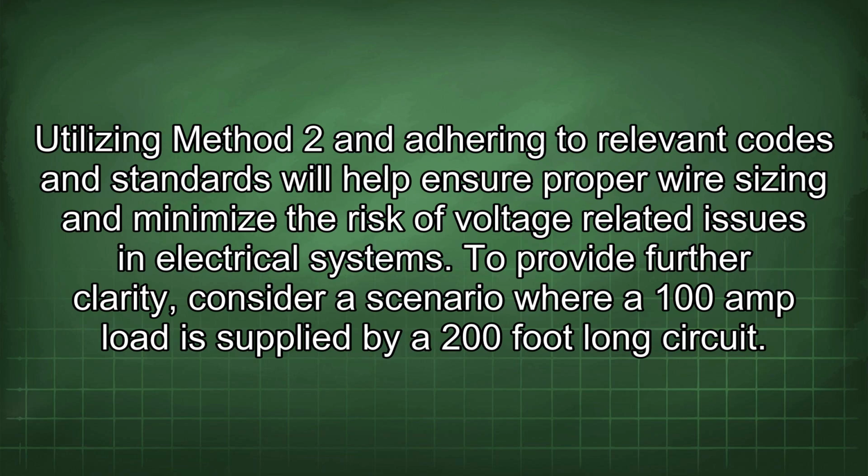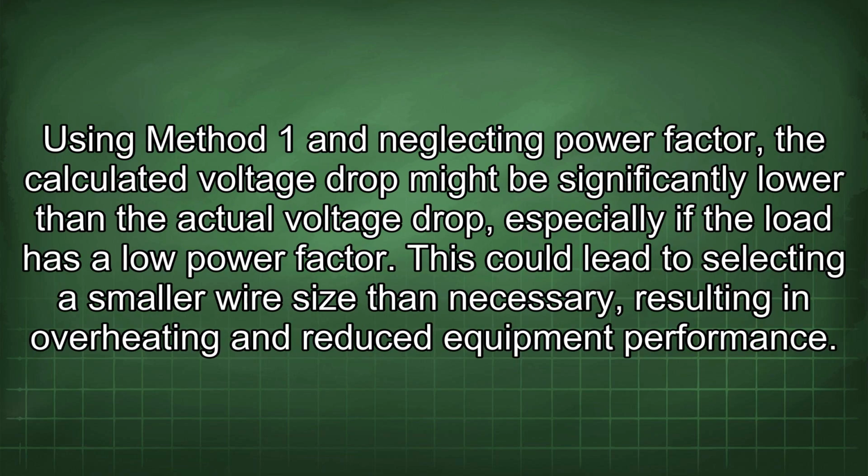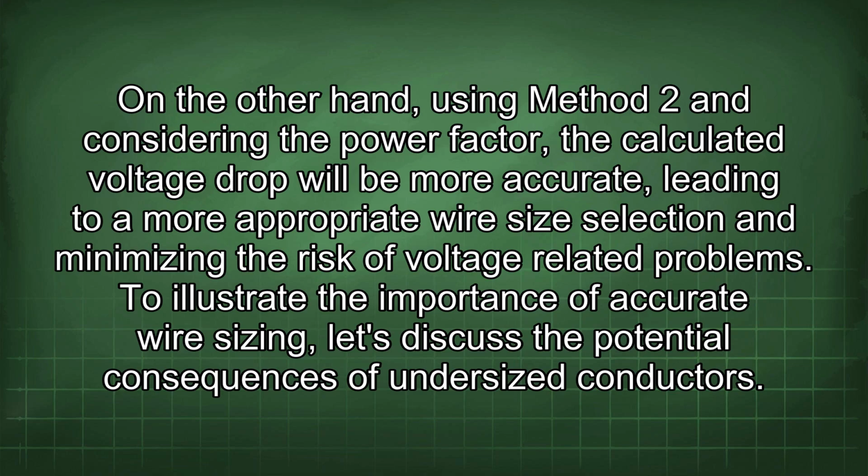To provide further clarity, consider a scenario where a 100 amp load is supplied by a 200-foot long circuit. Using Method 1 and neglecting power factor, the calculated voltage drop might be significantly lower than the actual voltage drop, especially if the load has a low power factor. This could lead to selecting a smaller wire size than necessary, resulting in overheating and reduced equipment performance. On the other hand, using Method 2 and considering the power factor, the calculated voltage drop will be more accurate, leading to a more appropriate wire size selection and minimizing the risk of voltage-related problems.